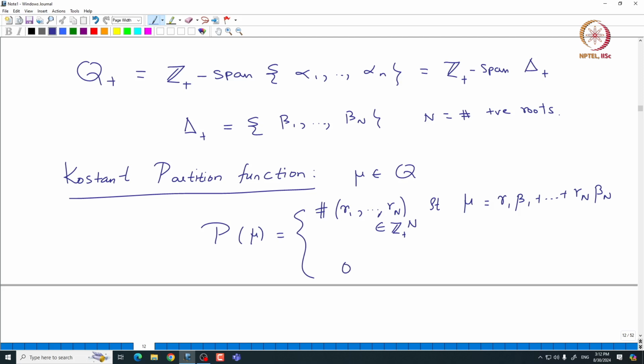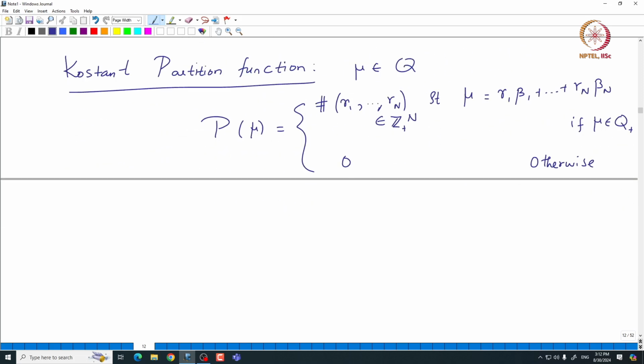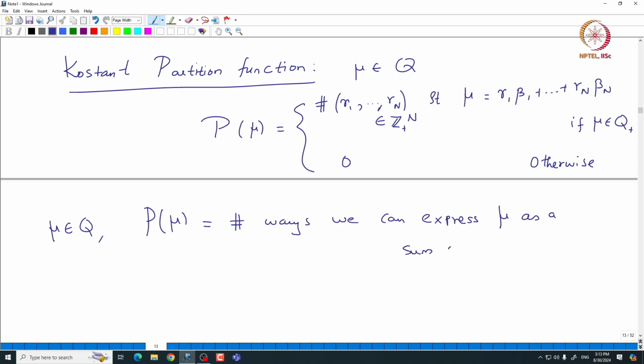Otherwise we define it to be 0. So, it is defined to be this number of tuples R1 etc. Rn, such that mu is equal to R1 beta 1 plus etc. Rn beta n, otherwise we just define it to be 0. Note that in more plain language, P of mu counts the number of ways we can express mu as a sum of positive roots. And of course, by this definition, when mu is not in Q plus, P of mu becomes 0.